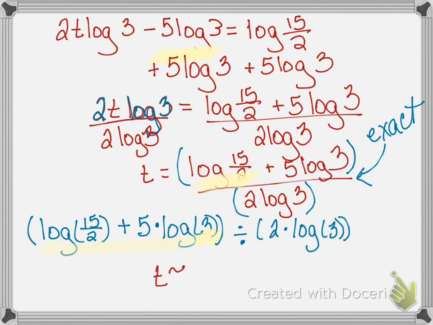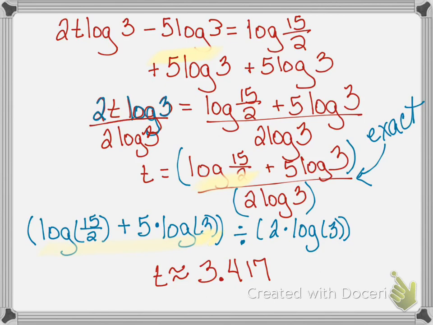Anybody have an answer for me? That is not what I got. I got 3.41. You'll get it the next time, I promise. 3.417, and that's an approximate answer. Those calculator keystrokes are brutal.